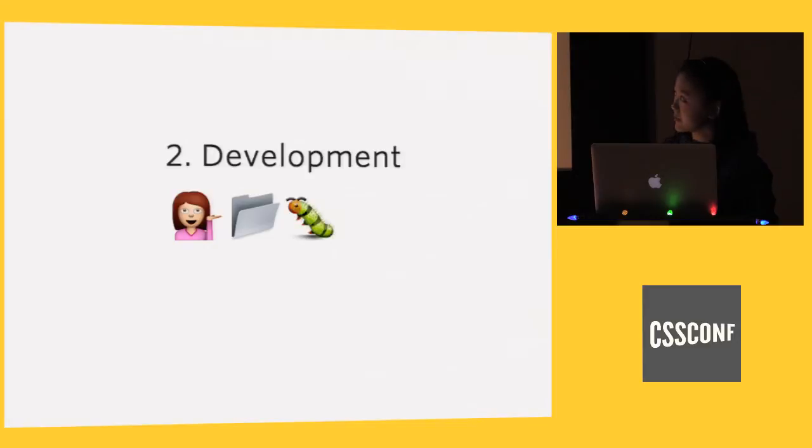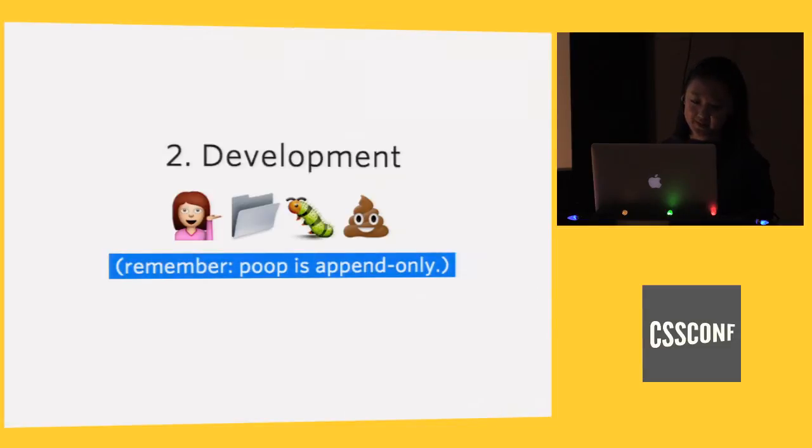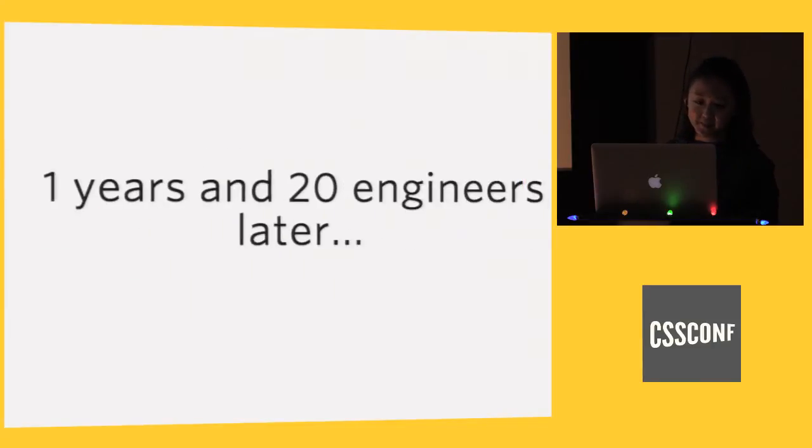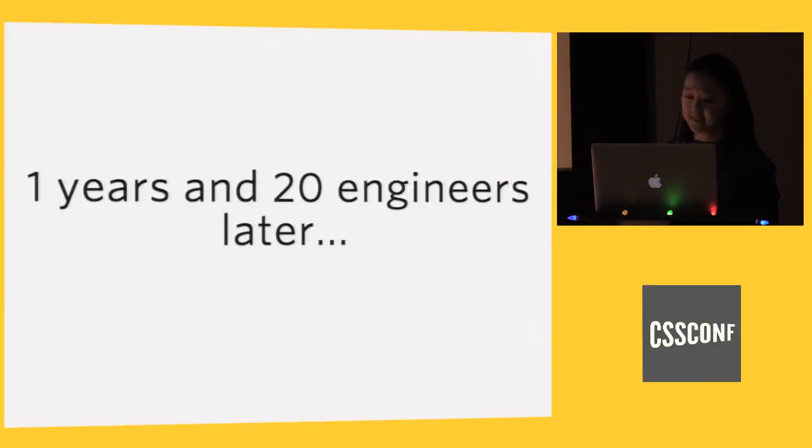And there's inevitably going to be bugs introduced as we continue developing. But because I'm just fixing this bug, and it's pretty urgent, maybe I'll leave a few !importants in the code, but it's okay, because I'll fix it later. It's not important that I fix it now. So as Adam mentioned before in his talk, CSS is append only, so keep in mind that this poop will probably never disappear. So another year passed, and another 20 engineers, and we're at 30 engineers now.